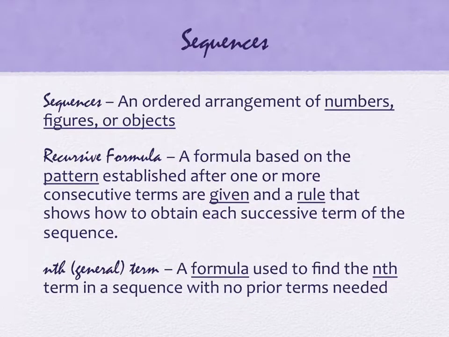A couple more vocabulary words before we get there. Sequences. Sequences are an ordered arrangement of numbers, figures, or objects. So when you start with kids really, really little, it's usually objects. Square, triangle, red, blue, right? They're looking for a pattern and there aren't any numbers involved.